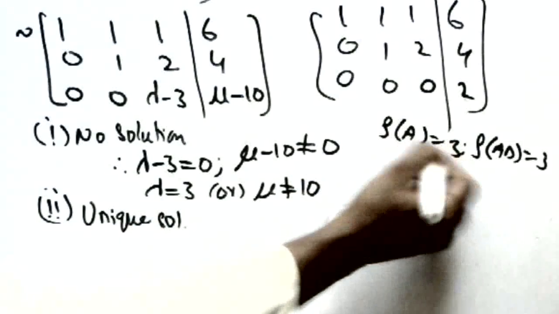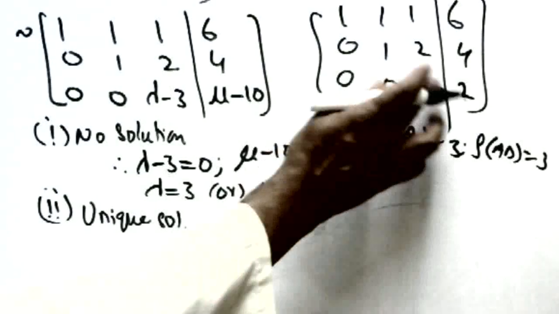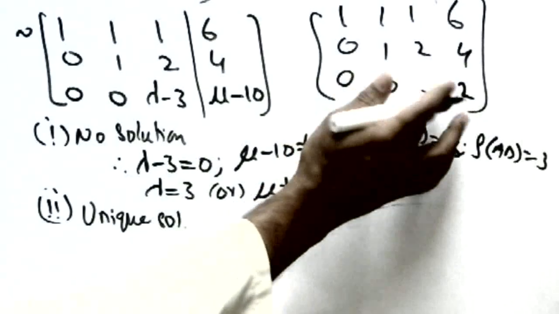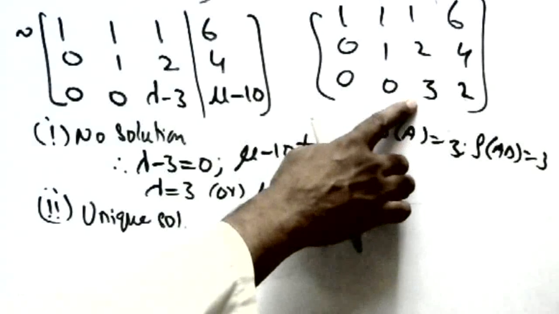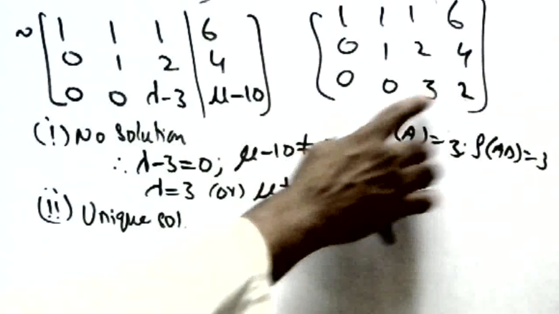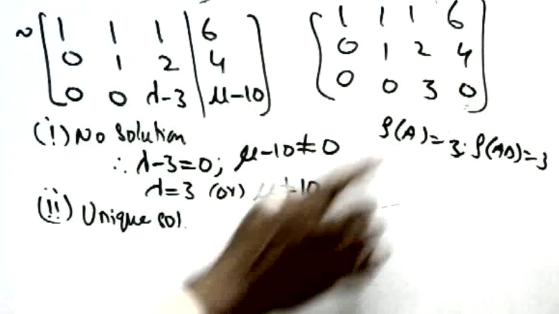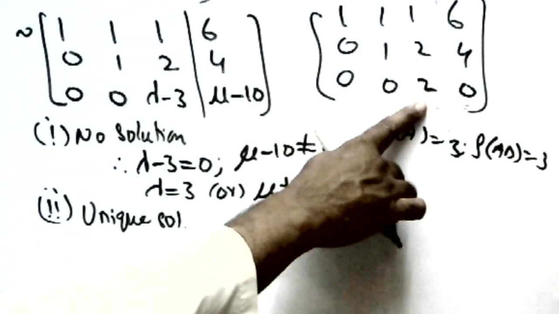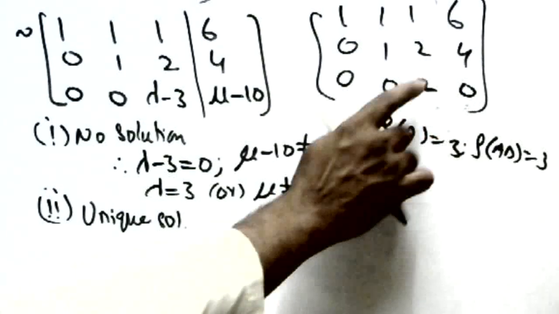Unique solution is possible if rank of A is 3 and rank of AD is 3. That is possible if we have some number here other than 0. Suppose we have 3 here. So the rank of A will be 3, the rank of AD will be 3, consistent and unique. Even if we have 0 also here, or suppose 2 here, the rank of A will be 3 and the rank of AD will also be 3.